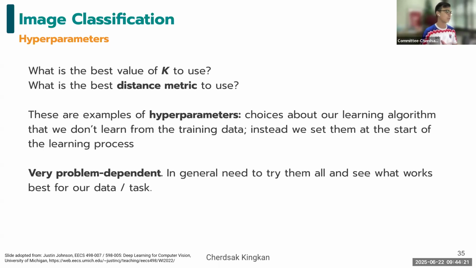The choice of these is very problem dependent, so we need to try trial and error. That's the only thing we can do. There is no rule, no formulation, no equation. It's just trial and error and then seeing the result, because it depends on the problem. We cannot have a fixed rule or rule of thumb for this particular kind of classifier. It just needs trial and error to see what works best for your data and your task.